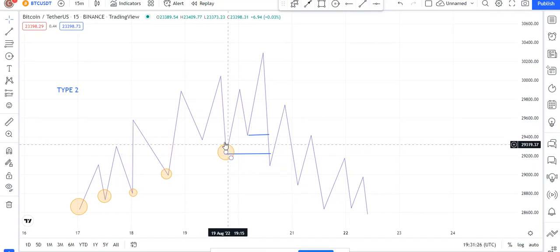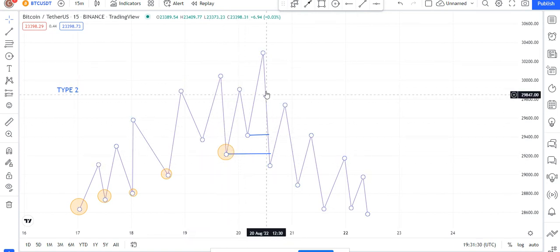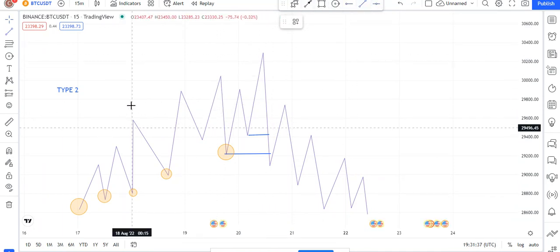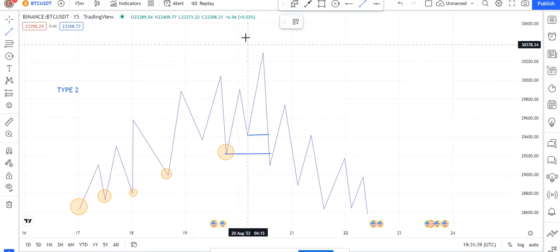So this trend, we believe that it has changed for now. So now a new downtrend starts. So let's go through what happened here step by step.